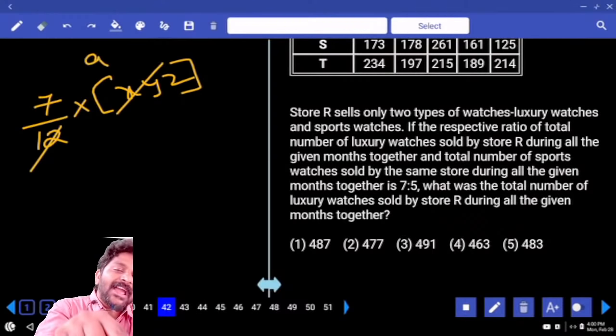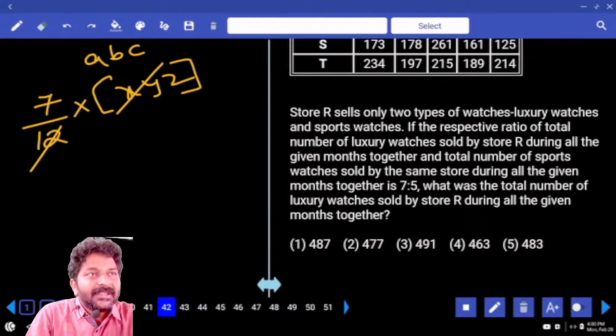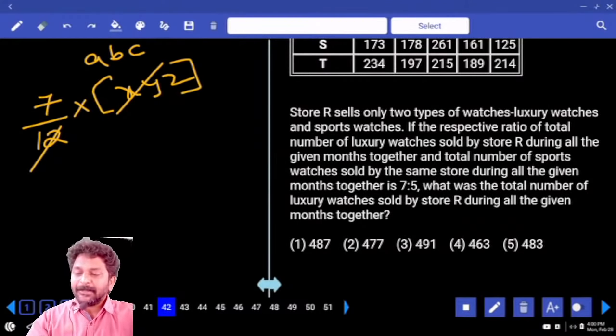Then, let's say I am getting one more number ABC here. Then what is your answer? 7 into ABC. You don't know ABC, but you know one number, right? What is that? 7. That means the answer must be a multiple of 7 only. Is the first option a multiple of 7 or not? Just verify it.